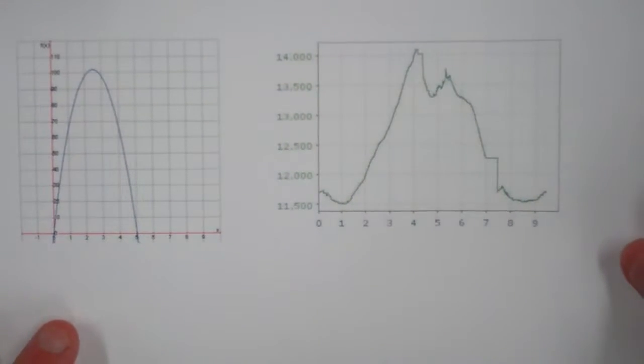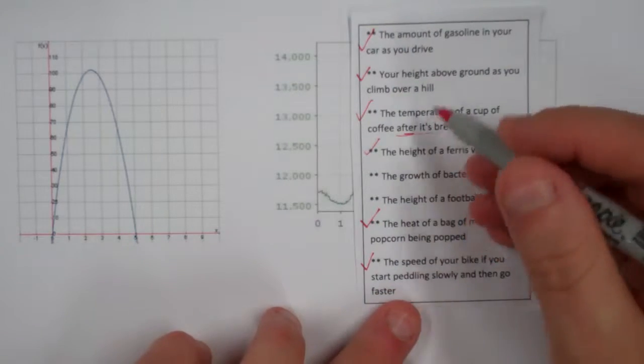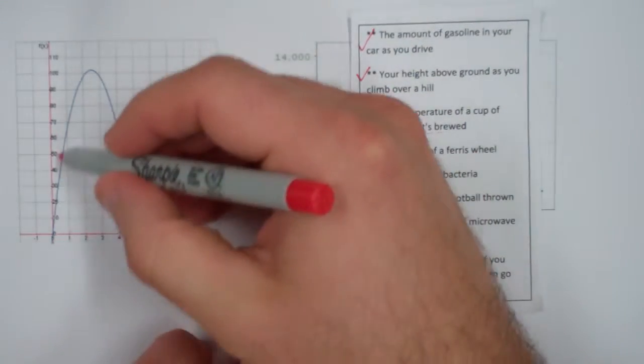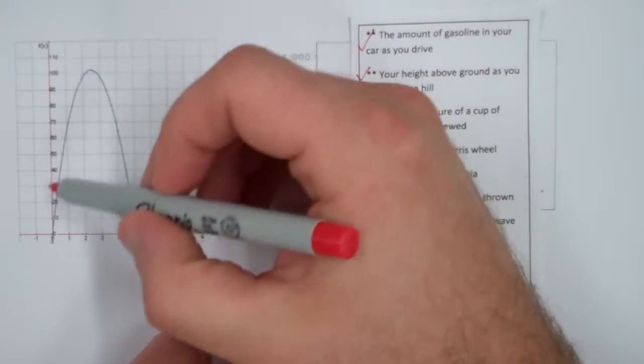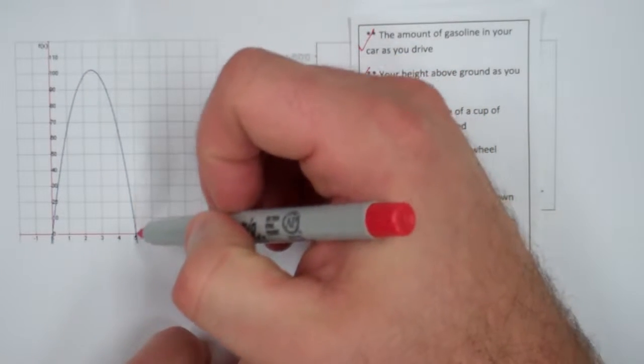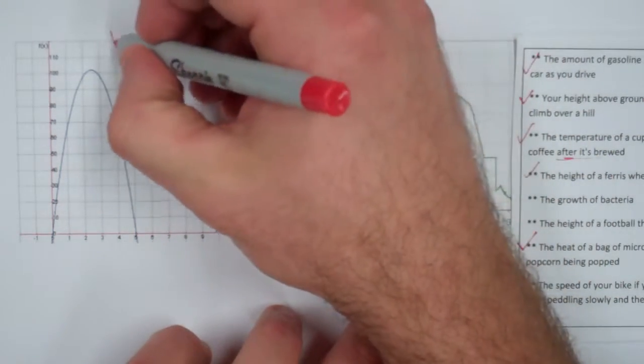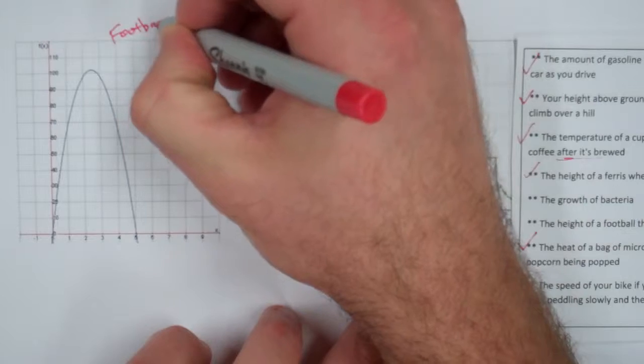Now we just have a couple more to go. So we've got a couple to choose from now. The height of a football throw, and I think that's this one. This could be in inches or something like that, maybe. So from the person's arm, you would throw the ball up in the air, and it would hopefully come back down relatively close to the starting point here. So this one's going to be the football.